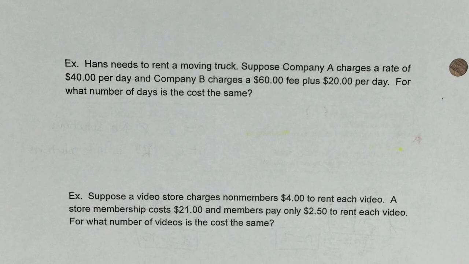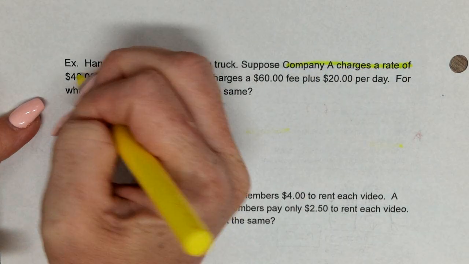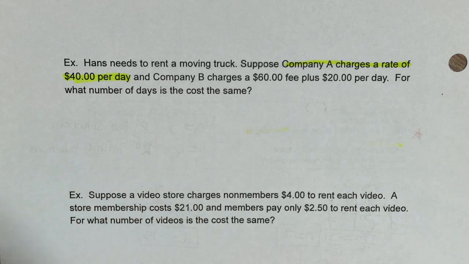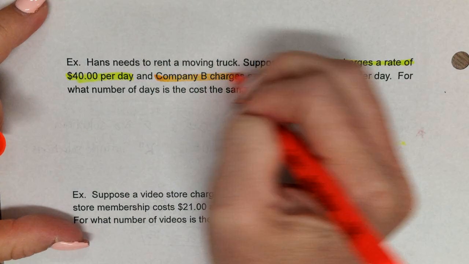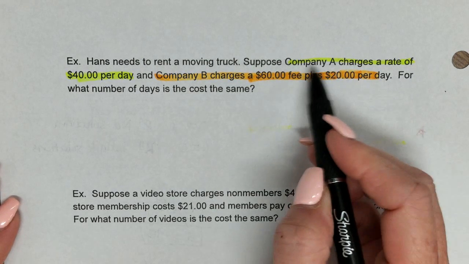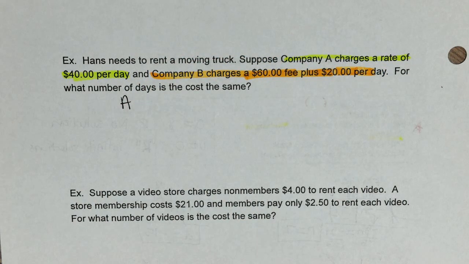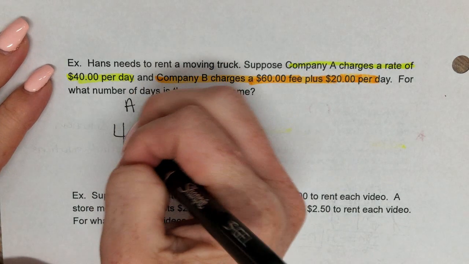These are super easy. If you remember from 7th grade, mx plus b, you're going to have an mx plus b on the left and an mx plus b on the right. Okay? Hans needs to rent a moving truck. Suppose company A, so I'm going to highlight this in one color, charges a rate of $40 per day, and company B charges a $60 fee plus $20 per day. For what numbers of days would they cost the same? So here we go. Let's write an equation for company A. How would you write $40 per day? 40x, or could I put 40d for days?